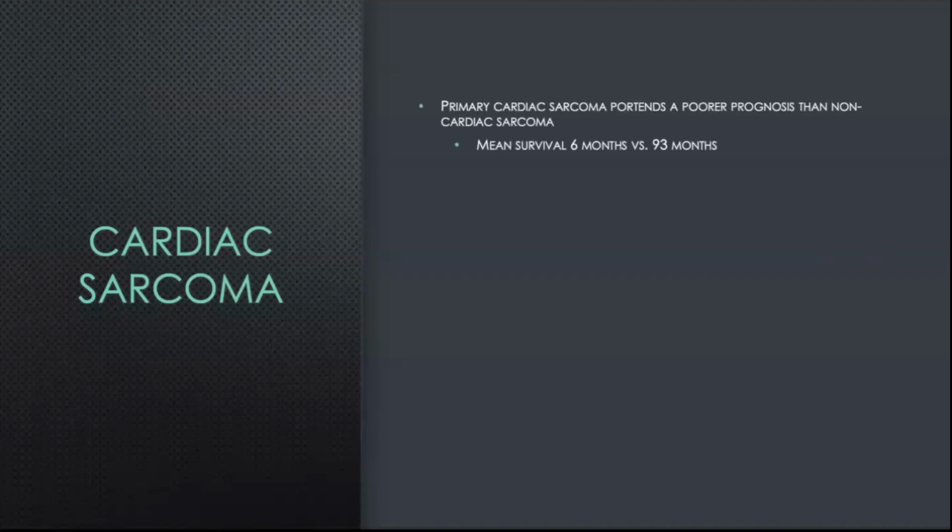Cardiac sarcoma is a primary cardiac cancer. It portends a poorer prognosis than non-cardiac sarcoma. Sarcoma is often a cancer of younger people. It can happen in the bones. It can happen in the muscles. And if you have a primary cardiac sarcoma, unfortunately, the mean survival without treatment is about 6 months. And if you get treated, it's about 93 months. So you do get extra time, but it portends a very, very poor prognosis.